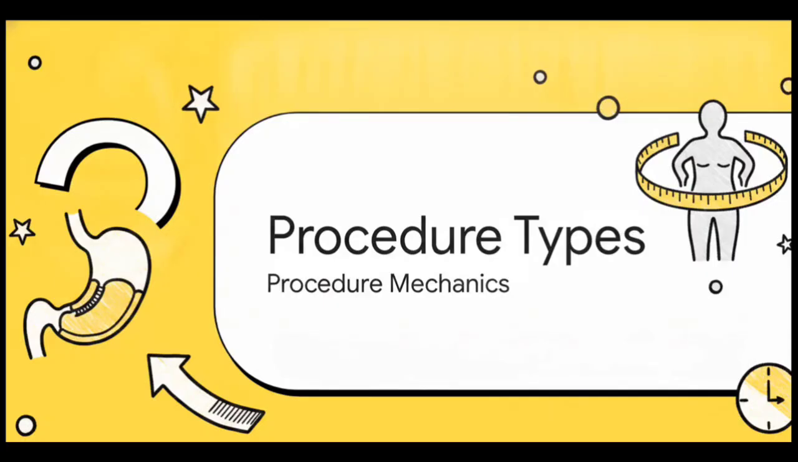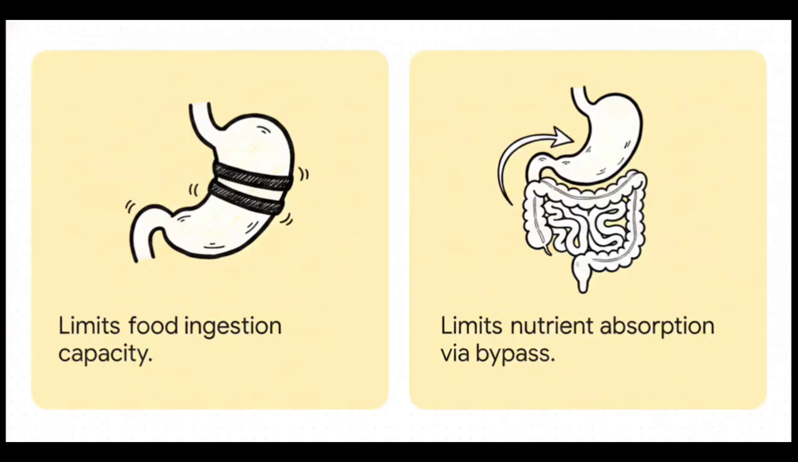Section 3. Restrictive versus malabsorptive procedures. Okay, bariatric procedures essentially fall into two main buckets. First, we have restrictive operations. These physically limit the volume of food ingested. Think adjustable gastric banding and sleeve gastrectomy.